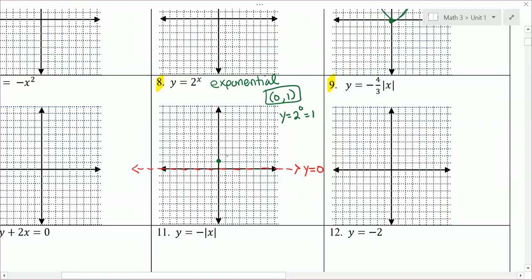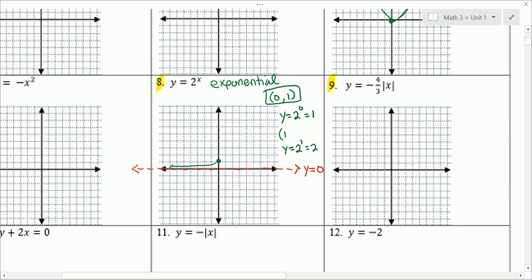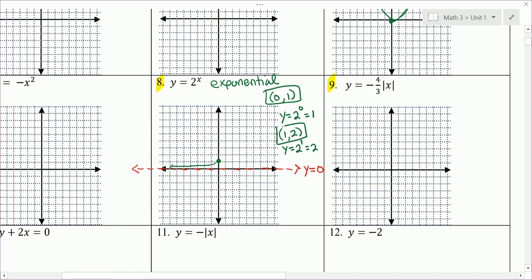If you plug in a negative x value, you're going to end up with a fractional answer because the shape is going to get closer and closer and closer to 0. It's a little harder to graph that way. You won't end up on integer points, or we call them lattice points. So I'm going to try plugging in a 1 for x. If I plug in a 1 for x, I get y is 2 to the power of 1, which is 2. So I plugged in a 1, I got a 2, so my next point is 1, 2.